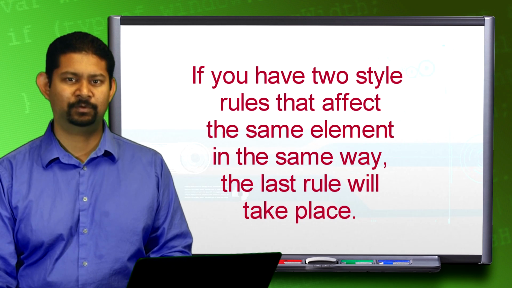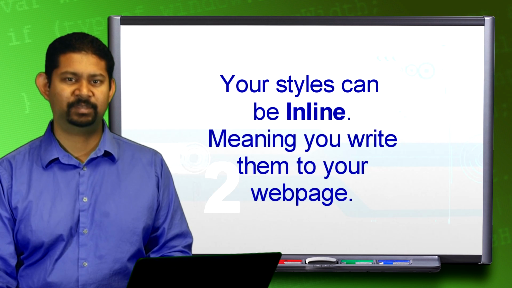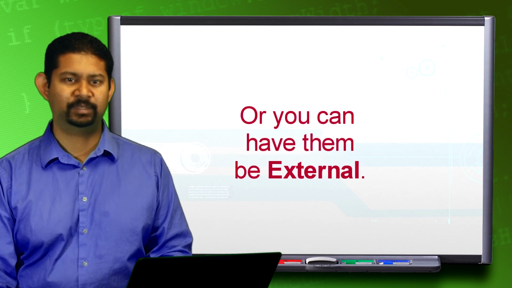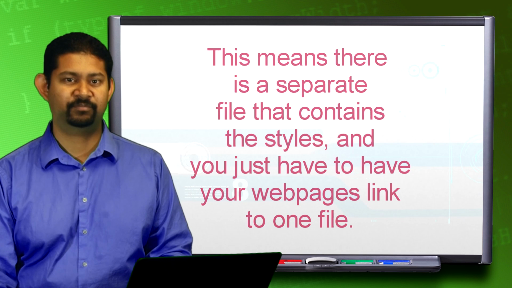If you have two style rules that affect the same element in the same way, the last rule will take precedence. Your styles can be inline, meaning you write them to your web page, or you can have them be external. This means there is a separate file that contains the styles, and you just have to have your web pages linked to that one file.